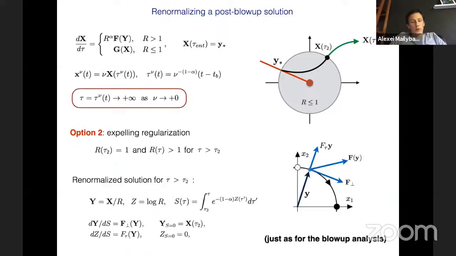Okay, so this is option one. Now we want to study option two. Option two is when the solution, after entering the regularization region, will exit the regularization. This is what we will call expelling regularization. So we assume the regularization is such that after entering, the solution exits and goes away. And then this analysis is different.